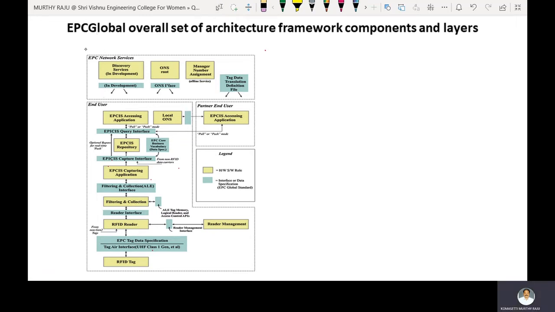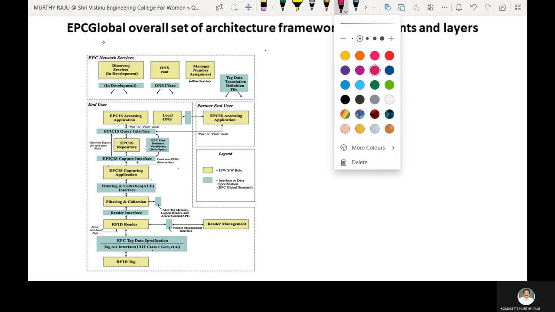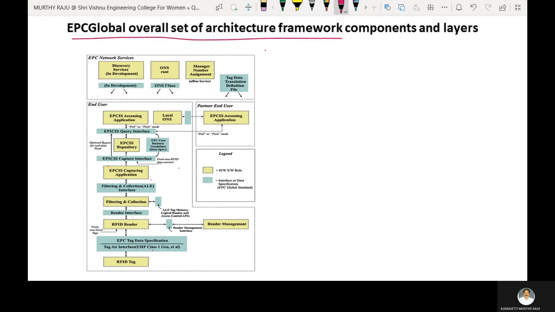The topic to be discussed in this video is EPC Global overall set of architecture framework components and layers. First one, the main important component here, is the RFID tag.